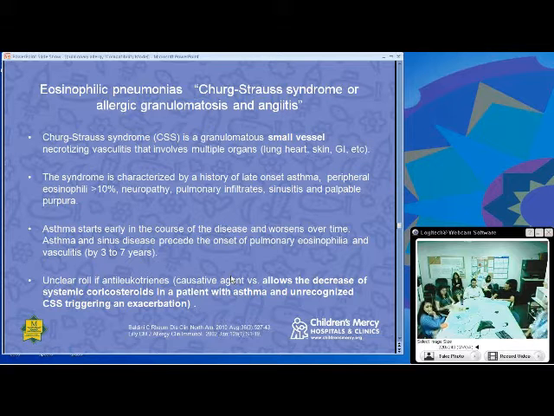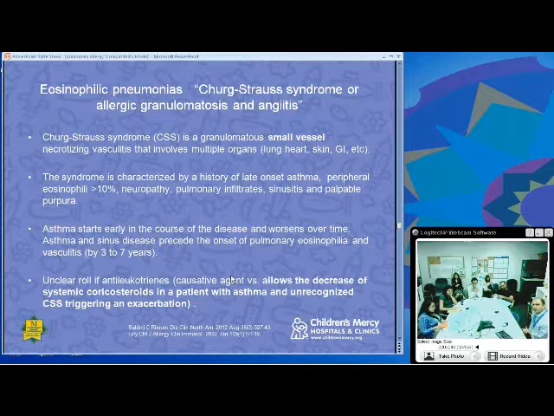Continuing with the eosinophilic pneumonias, allergic granulomatosis and angiitis, or Churg-Strauss syndrome. It's a disease, mainly a vasculitis of the small vessels, and it involves multiple organs like the skin, the nerves, the GI system, the lungs, and it is mainly characterized by a patient who has been having asthma for several years. They say that most patients have had asthma for at least 10 years. So it's going to be a disease seen in older patients, or occasionally seen in kids. They have peripheral eosinophilia of more than 10%.